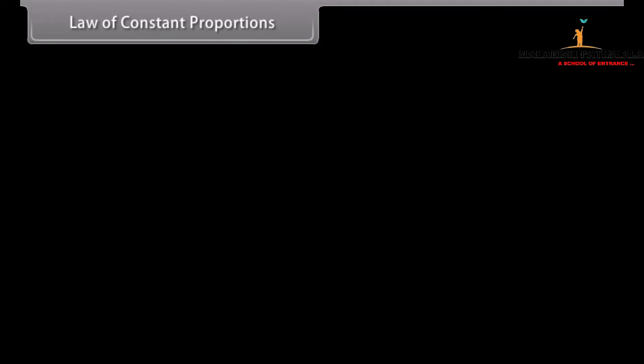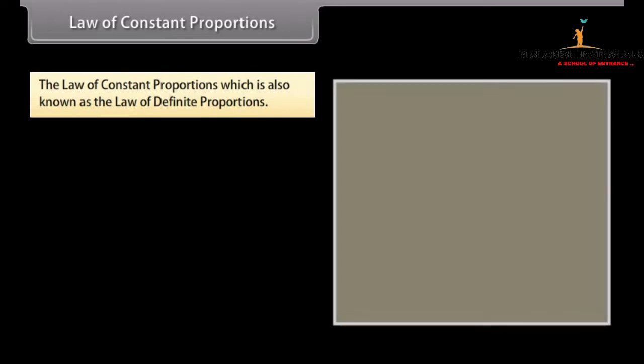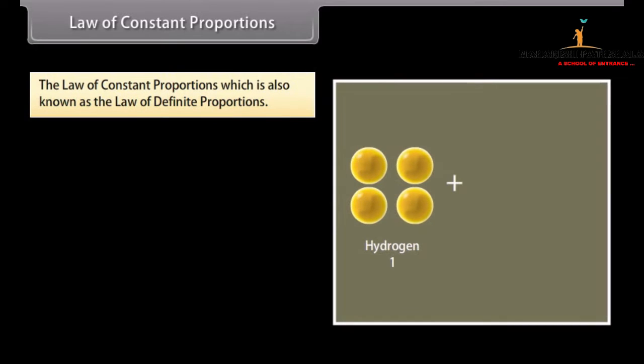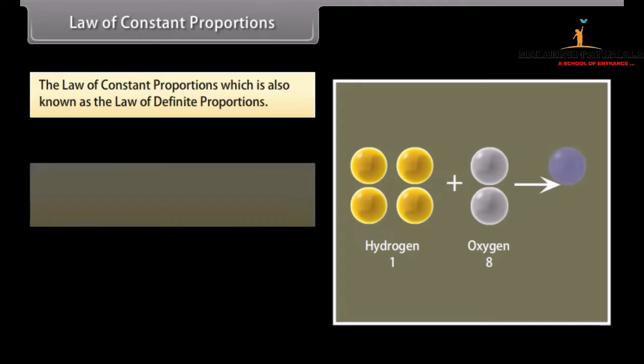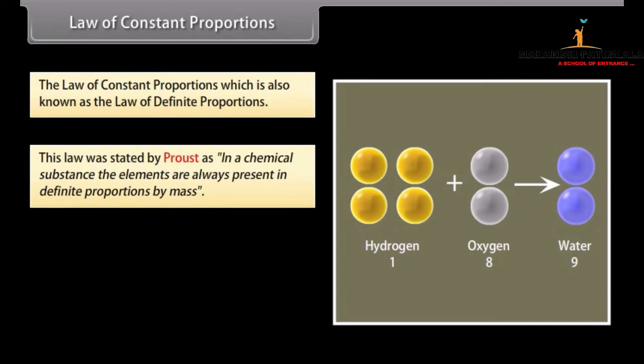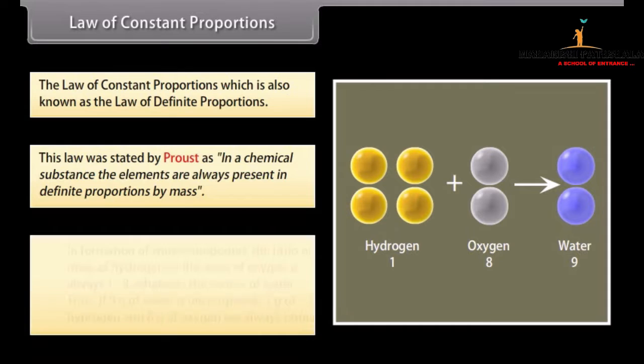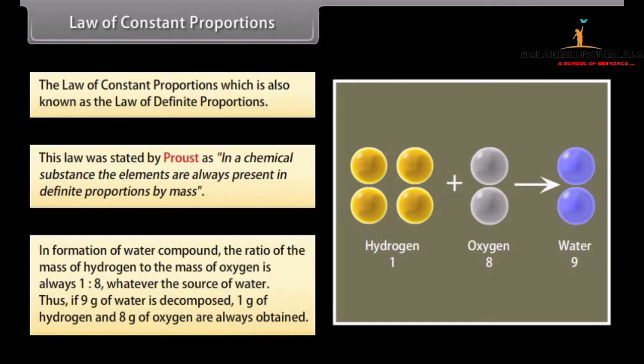Law of constant proportions. The law of constant proportions, which is also known as the law of definite proportions. This law was stated by Proust. In a chemical substance, the elements are always present in definite proportions by mass. In formation of water compound, the ratio of the mass of hydrogen to the mass of oxygen is always 1:8, whatever the source of water. Thus, if 9 grams of water is decomposed, 1 gram of hydrogen and 8 grams of oxygen are always obtained.